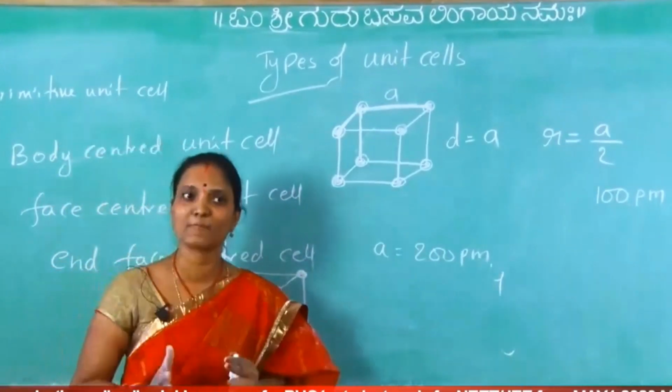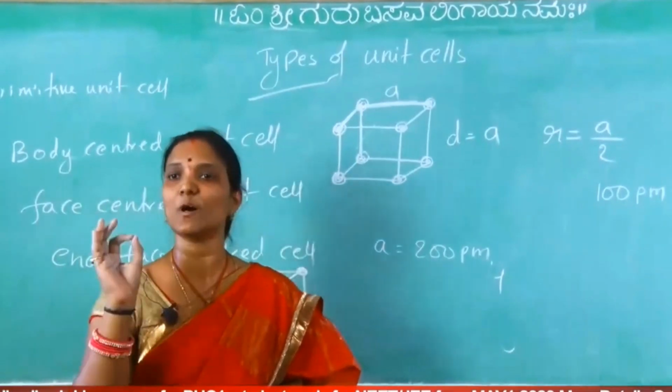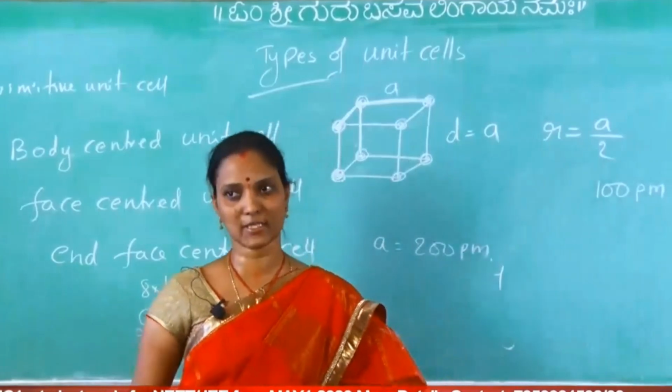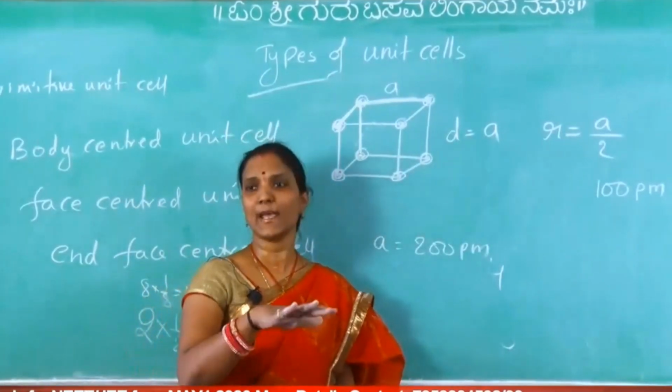So that is the calculation of radius and distance between nearest neighbors in a primitive unit cell. First we should observe the given question, whether it is a primitive or simple unit cell. If asked to find the distance, the answer is equal to the edge length. If asked to find the radius, the answer is edge length by 2.